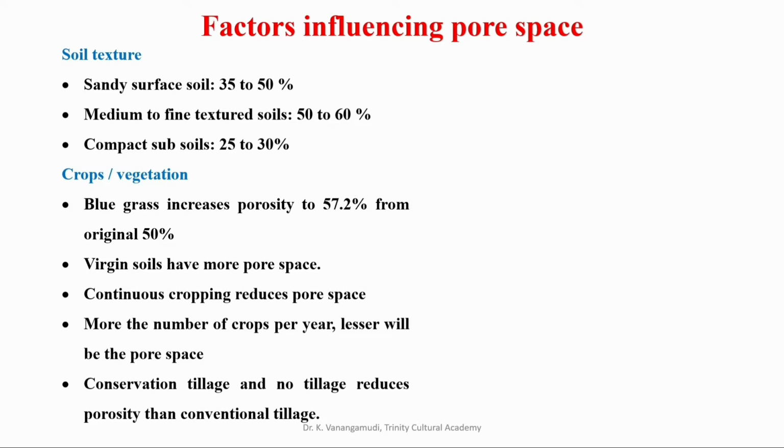Coming to crop and vegetation, planting bluegrass increases porosity from 50% to 57.2%. Virgin soils have more pore space. However, continuous cropping reduces pore space, and more crops per year also reduces pore space. Conservation tillage reduces porosity compared to conventional tillage.